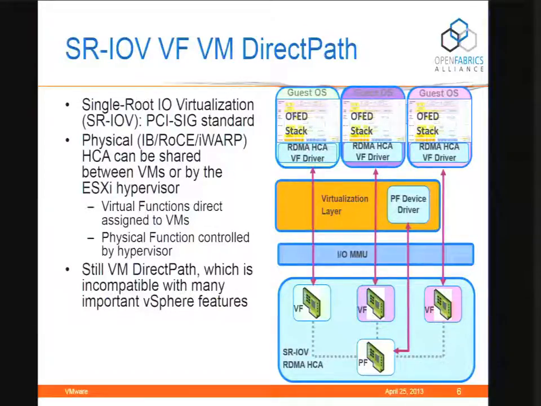But it's still direct path, it's still pass-through, which means it's incompatible with a lot of the value-add features that virtualization brings, like live migration or snapshots. But it gives you the lowest latencies of the solutions.